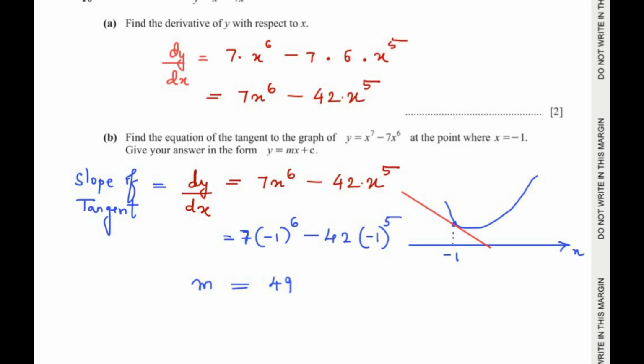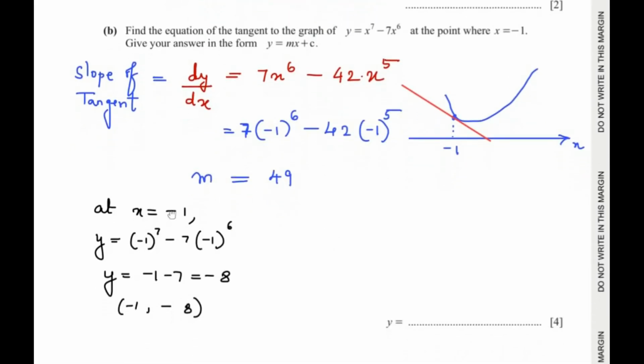So let me write here. At x equal to negative 1, we plug in the value of x as negative 1 in this equation. So y is equal to negative 1 to the power of 7 minus 7 times negative 1 to the power of 6. Now when we simplify this, we get y is equal to negative 1, negative 7, and this will give us negative 8.